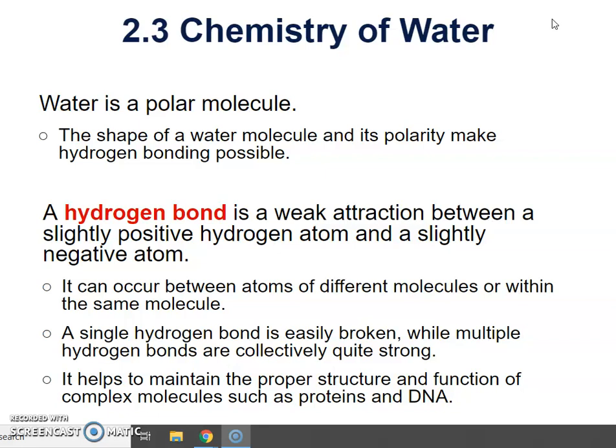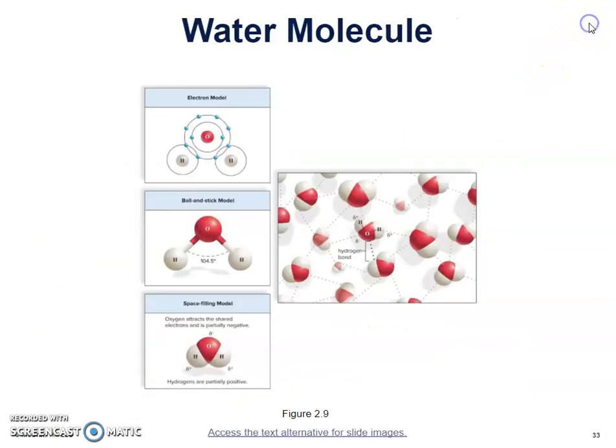A single hydrogen bond is broken very easily, but whenever you have lots and lots of hydrogen bonds, they become quite strong. So this helps maintain the proper structure and function of complex molecules, such as proteins and DNA. So these hydrogen bonds are very important, and very important for our bodies to work the way that they need to.